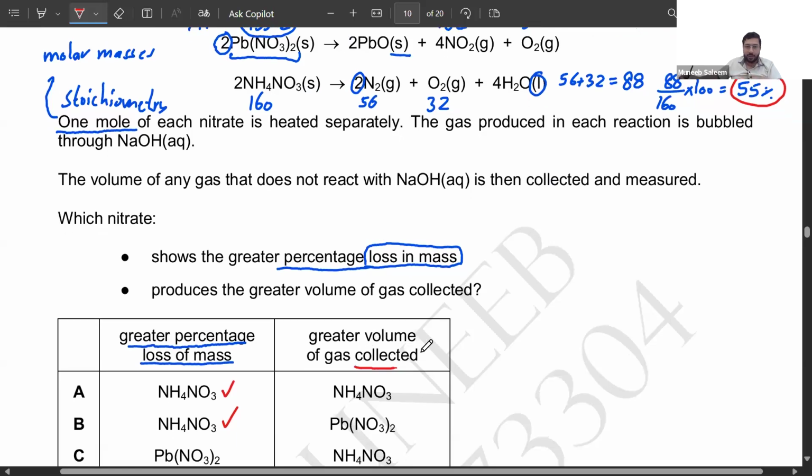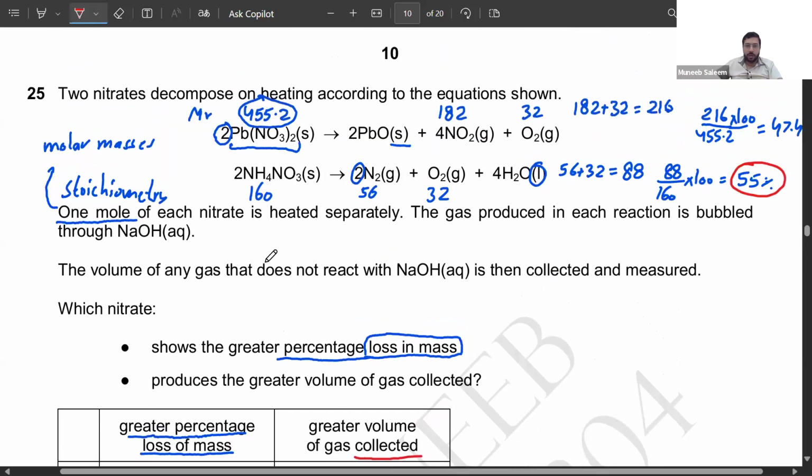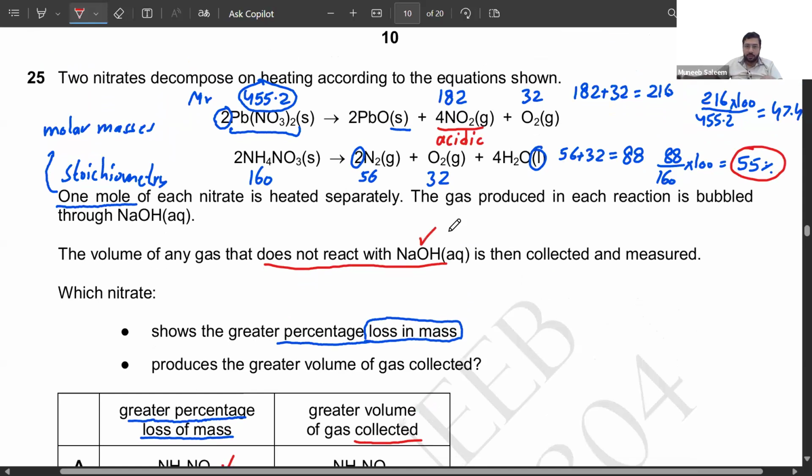Now it says gas collected. Which gas will be collected? It will be the gas which does not react with the sodium hydroxide. If we look at the first equation, there are two gases, oxygen gas and nitrogen dioxide gas. Nitrogen dioxide is an acidic gas because of the non-metallic character of nitrogen. So it can definitely react with the sodium hydroxide since it is a base. So there will be a reaction between the nitrogen dioxide and NaOH, so that cannot be collected. We are only left with the oxygen gas.